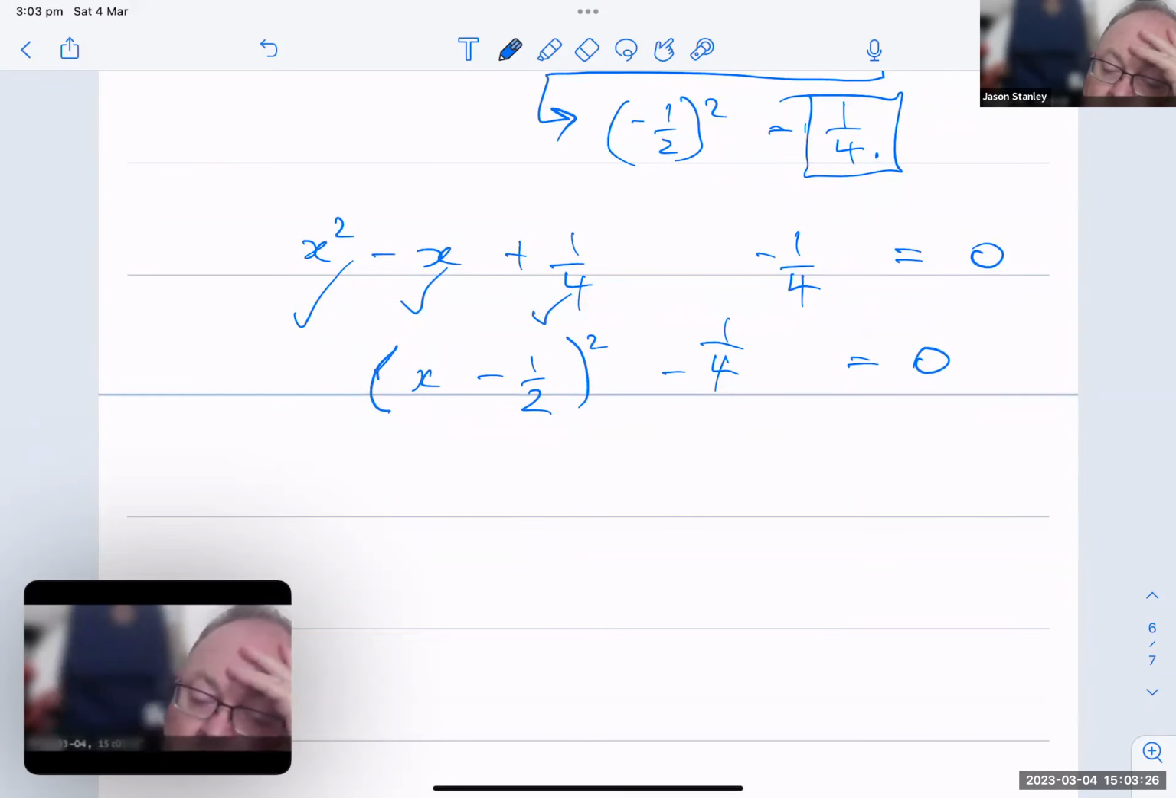So can I do the undo? I'll do 2 steps. I'll do the undo 2 and I'll do the undo a quarter. So I'll get x minus a half equals, I put the quarter over.